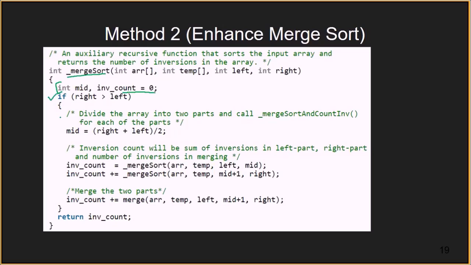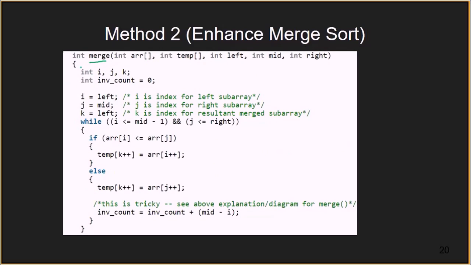Here we check if the right is greater than left, then we do the following. We calculate the value of mid as right plus left divided by 2. Now as per the algorithm, we call the underscore merge sort method for the left subarray and right subarray. Notice that the left subarray is from left to mid index, whereas the right subarray is from mid plus 1 to right. We add the inversion counts returned by these two respective calls to the inversion count variable. Finally, we call the merge method to merge the left and right subarrays and add the inversion count returned by the underscore merge method to the inversion count variable. Lastly, we return the value of inversion count.